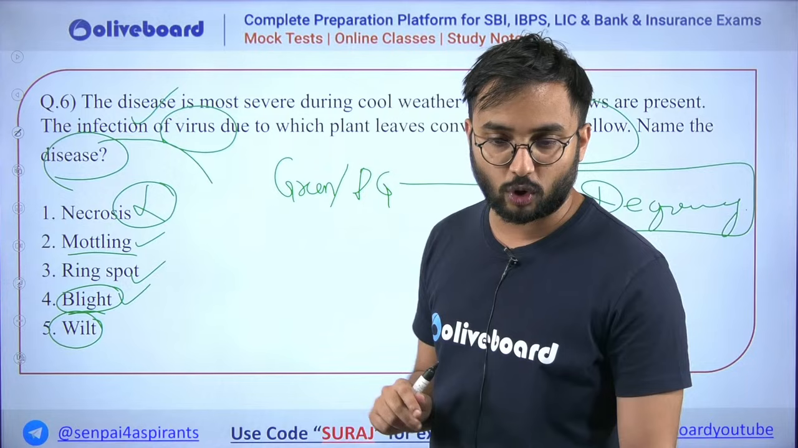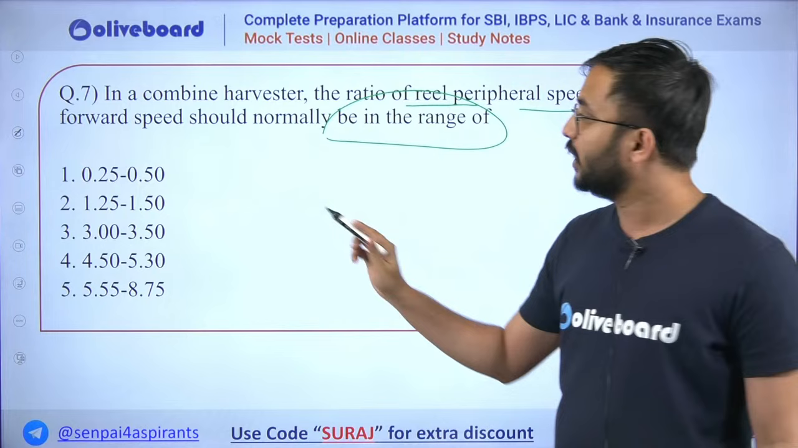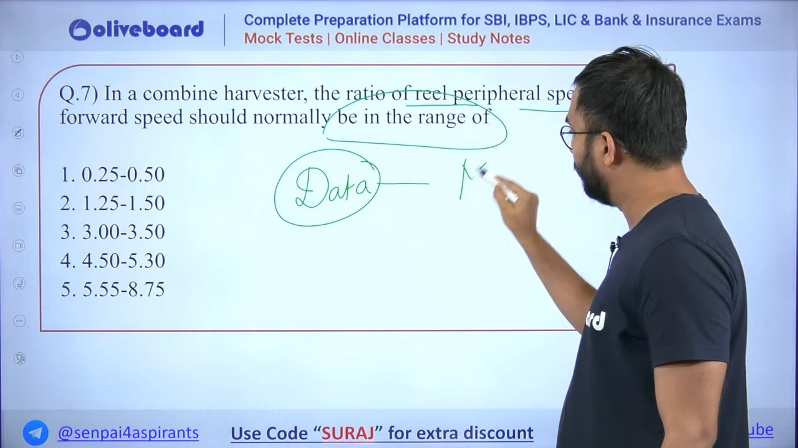Next, in a combine harvester, the ratio of reel peripheral speed to the forward speed should normally be in the range of what? Now, this is again a data related question, and most importantly, it is related to mechanization. We are talking about a combine harvester device.